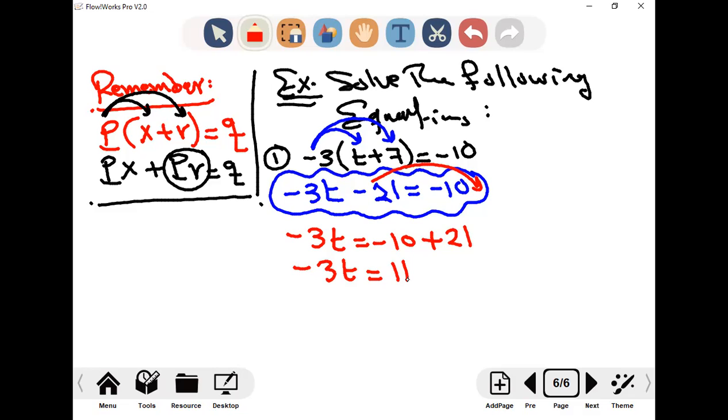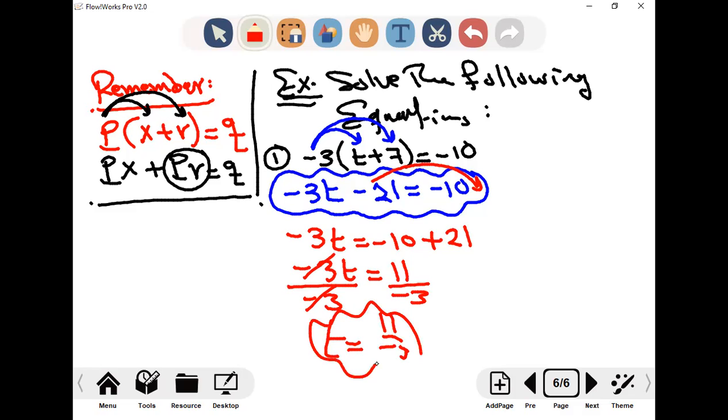This is the coefficient. If you have multiply, what do you do? Divide both sides by the coefficient. So I will divide both sides by the coefficient. So t here equals 11 over negative 3. Divide it.